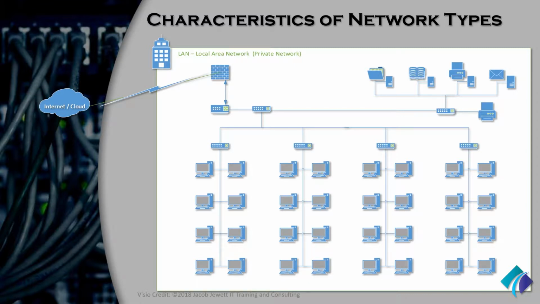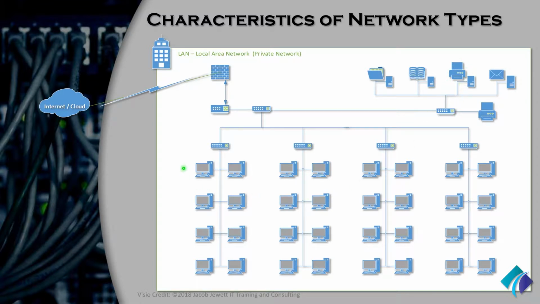What you have in a typical LAN is a building that is connected to the internet through a firewall to a router. The router then goes to switches in a client-server kind of setup. You'll see that there are servers up here where everything is centrally stored, or services are provided centrally.